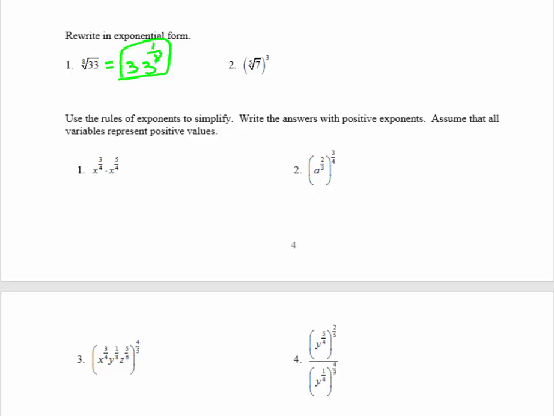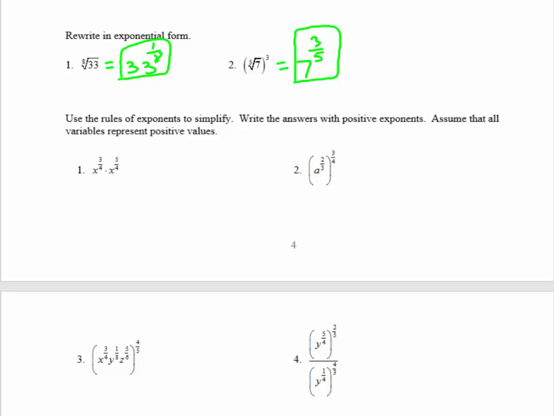Number 2, we have the 5th root of 7 all raised to the 3rd power. Again, we have power over index, so we have 7 as a radicand, and that becomes my base. The power is 3, and the index is 5, so it's 7 to the 3/5. So just remember that radicals can be written as fractional exponents, and fractional exponents can be rewritten as radicals.